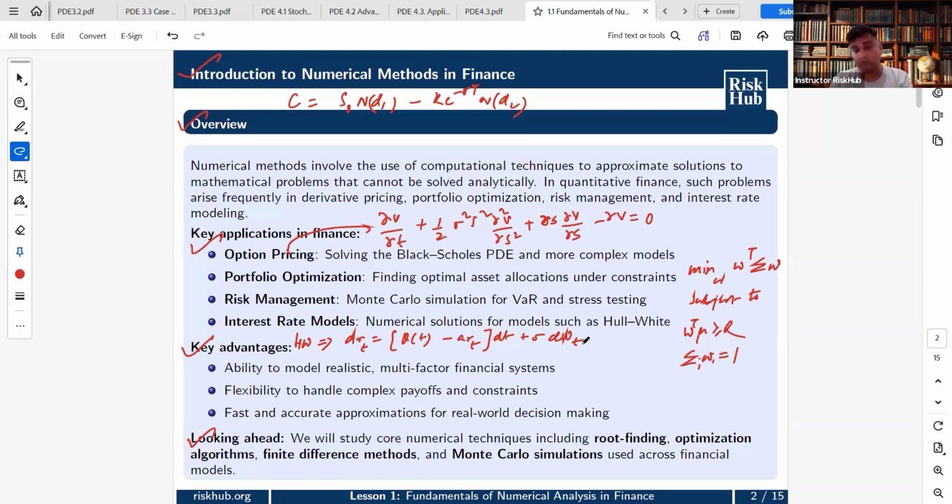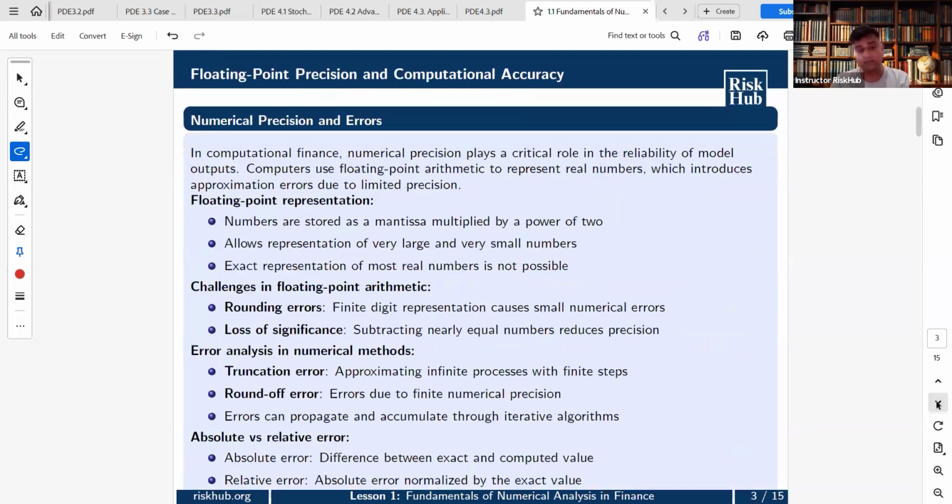So now we will study core mathematical techniques, including root finding, optimization algorithms, finite difference methods, and Monte Carlo simulation used across financial models. Okay. And the advantages you can see here: the ability to model realistic multi-factor financial systems, flexibility to handle complex payoffs and constraints, and fast, accurate approximation for real-world decision making. Then we get into the next part, which is floating point precision and computational accuracy, numerical precision and errors.